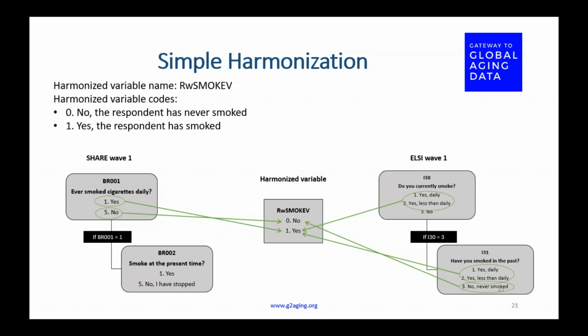That's on the left side. On the right side, we have ELSI-Brazil, which is the Brazilian data set. They ask, do you currently smoke? The respondent could say yes daily, yes less than daily, or no. And if the respondent said no, then they get asked, have you smoked in the past? And you can say yes daily, yes less than daily, or no, never smoked. So you can see that we have to account for this survey skip pattern difference between the two studies if we want to make a comparable version of whether a respondent ever smoked. That's something that's already been done if you just use this harmonized variable SMOKEV in both data sets.